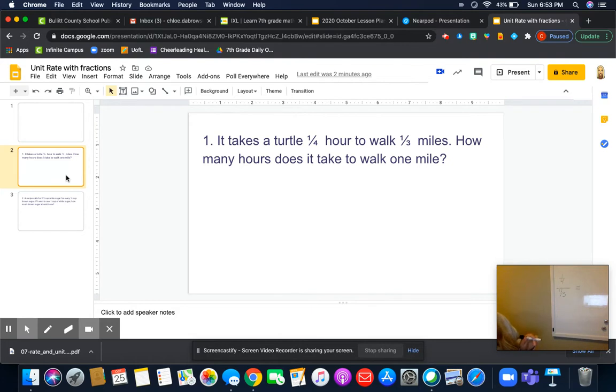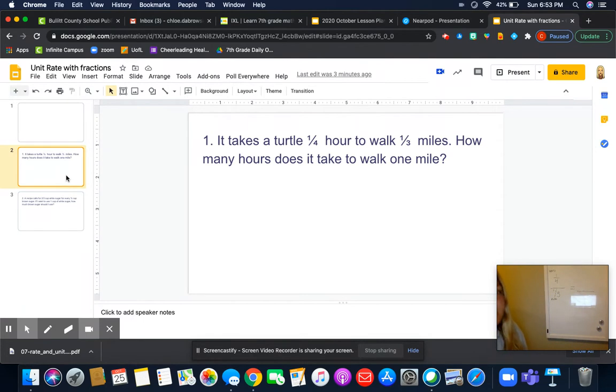And we know if we want to know how many hours it takes to walk 1 mile, this up here is our hours. So we have hours up here at the top, and we have miles down here at the bottom. When you are doing these unit rate problems, you always want to make sure you know exactly what you're talking about and what we're trying to solve.